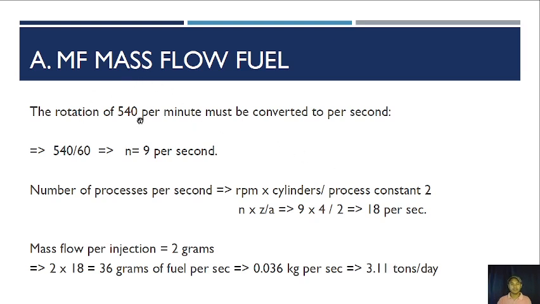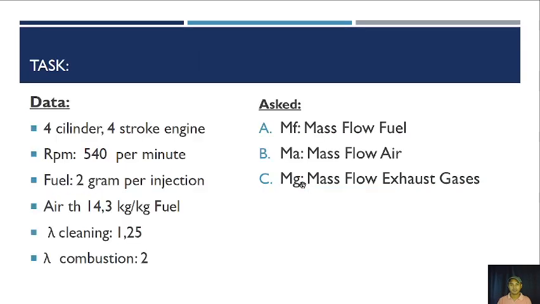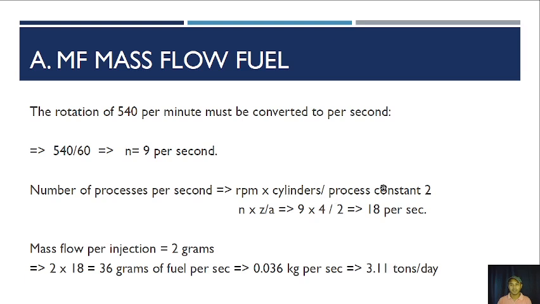Okay, so the rotation of 540 per minute must be converted to per second. 540 divided by 60 is equal to 9 per second, so 9 hertz. That is the number of process per second. So we have 9 per second times the number of cylinders, which is 4, times the process constant of 2, which is equal to 18 per second. The mass flow per injection equals 2 grams. So 2 times 18 equals 36 grams of fuel per second, which is 0.036 kilogram per second, or 3.11 tons per day.